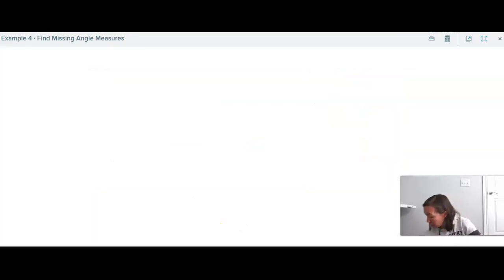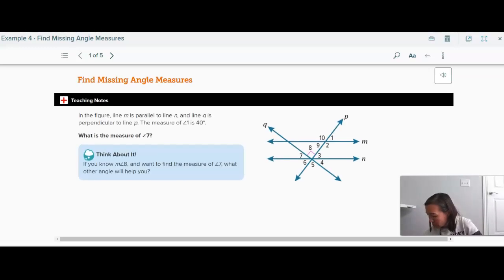Alright, go to page 388, our last example. This is a long one today. In the figure, line M is parallel to N, and Q is perpendicular to P, and the measure of angle 1 is 40 degrees. We've got a lot of stuff going on here, so let's see if we can figure this out. What's the measure of angle 7?